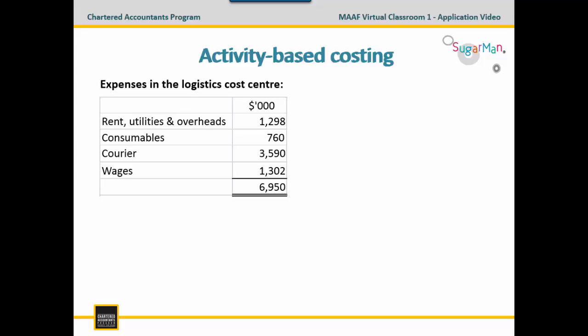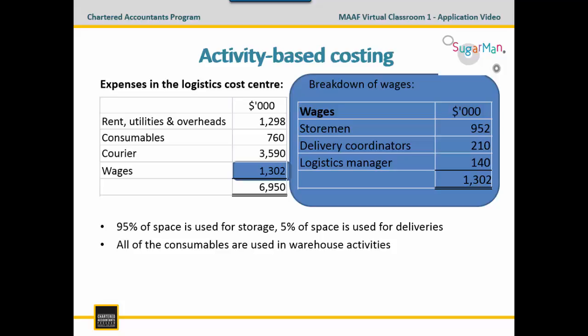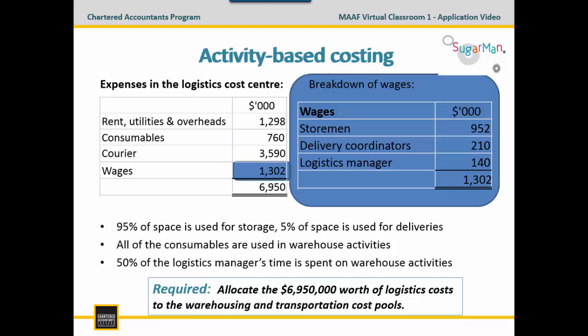There are 4 expense lines: rent and overheads, consumables, couriers, and wages. And the breakdown of wages is as follows. Upon speaking to the logistics manager, you learn that 95% of the warehouse space is used for storage. All the consumables are used in the warehouse operation. The logistics manager spends 50% of his time managing the warehouse and the remainder managing courier deliveries to stores. Please pause this video and allocate the logistics costs to the warehousing and transportation cost pools.